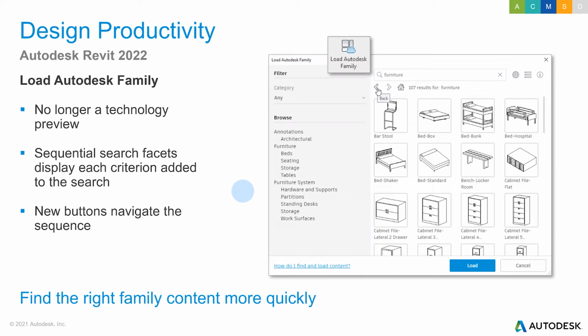Its dialog box looks a little bit different to what we would see with the typical Load Family dialog box. It's more like a little mini web browser whereby you can browse the categories. You can even use a filter up top here in the search to find the content that you're after. And when you've got it, we can load it directly from that cloud location. This is now a permanent feature inside of Revit as it moved out of its previous technology preview.